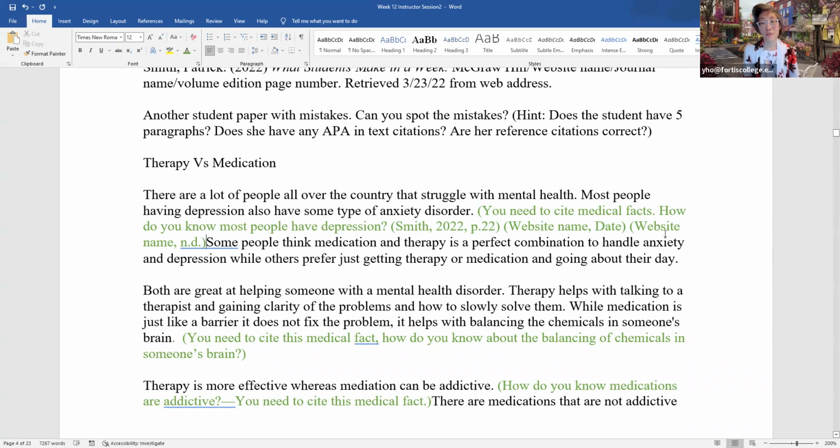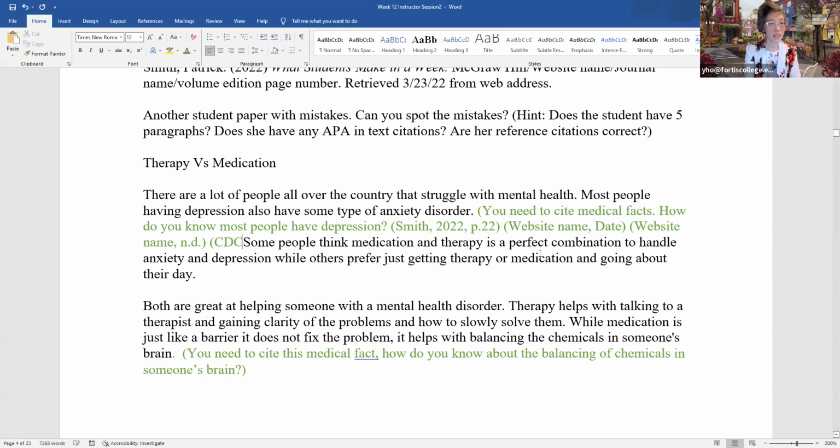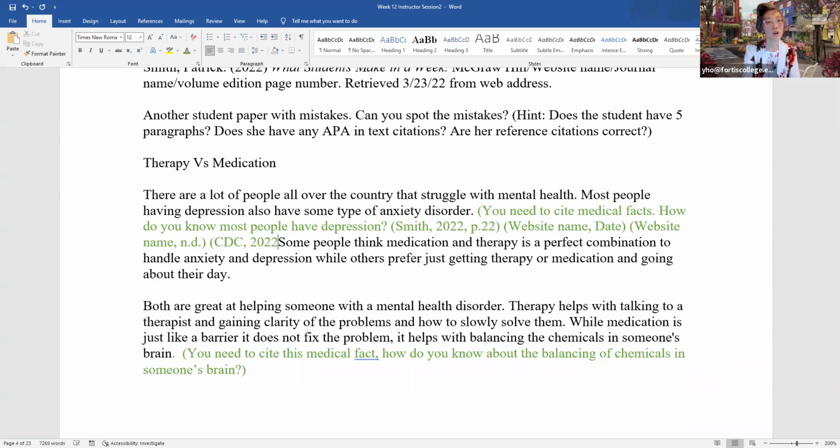But if you have no author name, like www.cdc.org, then it becomes CDC, although CDC tends to be very current, within the last few weeks or days they post. So you know that it's 2022.